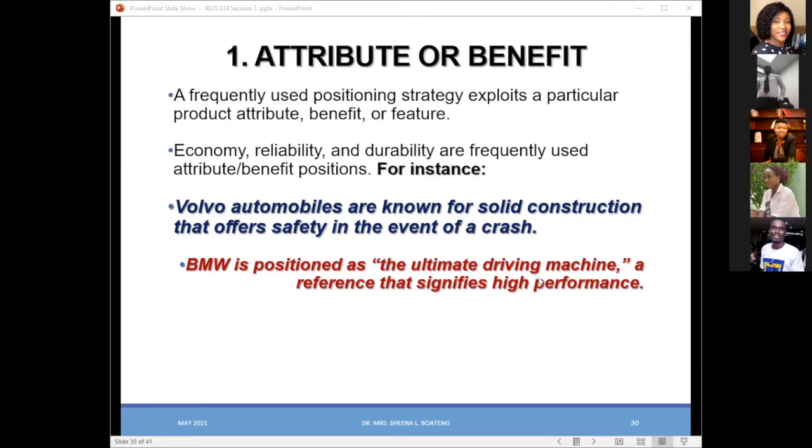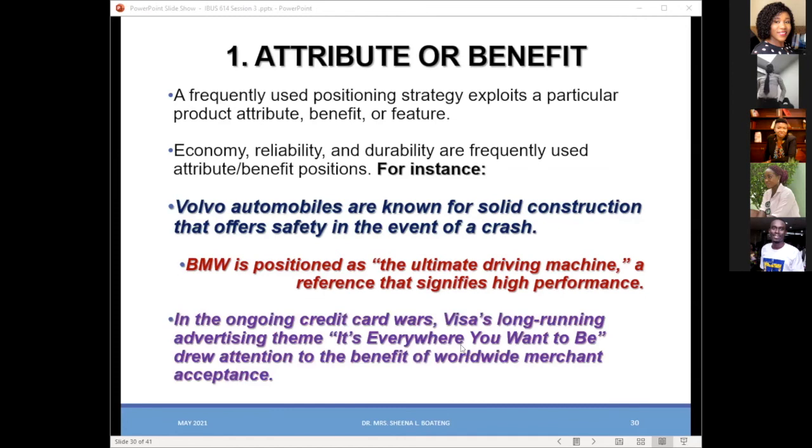Right, and finally on attributes, we can also talk about brands like Visa that are known for being everywhere. So regardless of the country you go to around the world, if you can't use any other card at all, you can use your Visa card. The only problem you might have is in terms of the charges. But apart from that, you are most likely to find a Visa POS or ATM somewhere that you can use. So these are just a few of the brands that position themselves based on attributes.